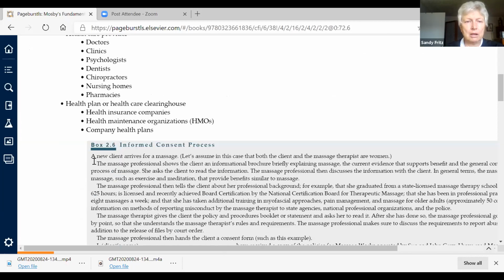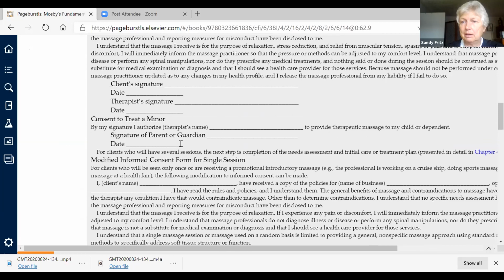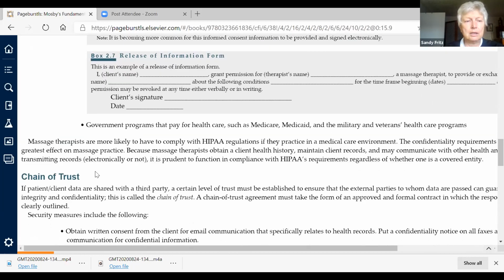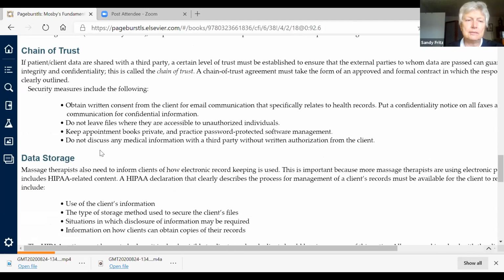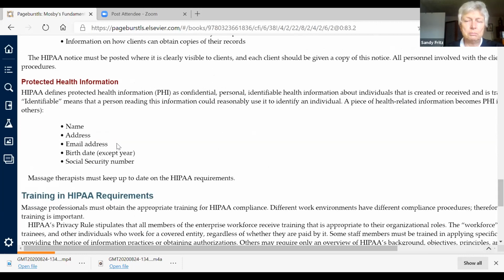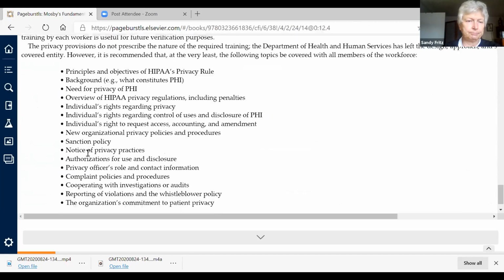So this, again, you've got your informed consent. This is an actual example here in a form. So read through this and look and see how does this information apply to me as a massage therapist in general, how it would apply in a wellness setting, and how it would work itself through if I were practicing in a medical setting.